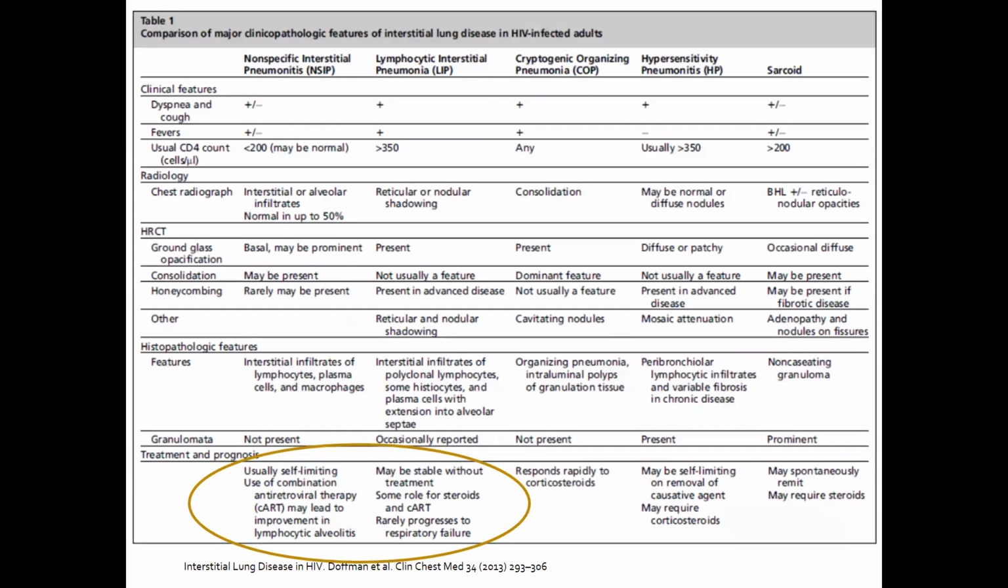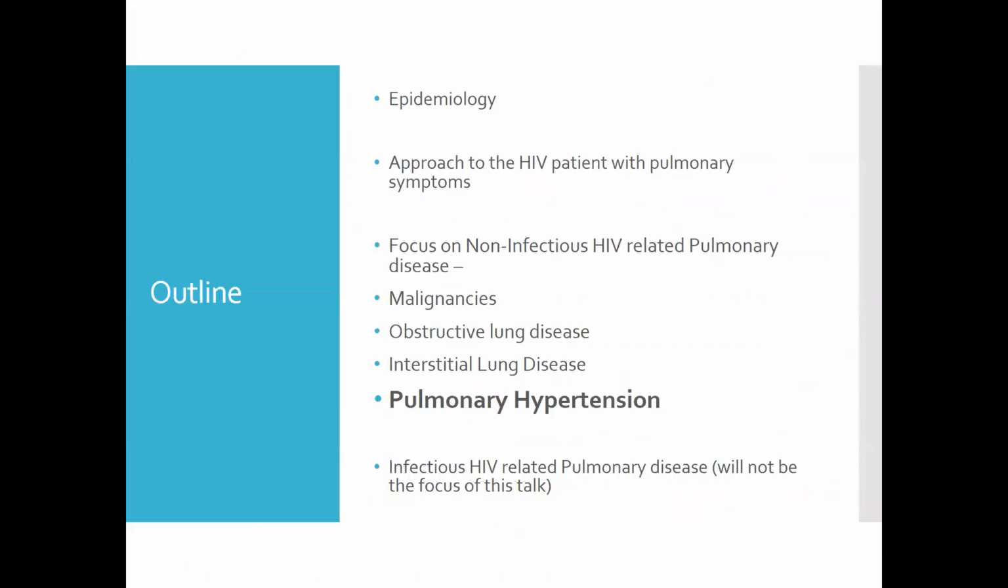In terms of management, again, focusing on NSIP and LIP. With NSIP, it's usually self-limiting, but there has been some benefit of using combination antiretroviral therapy that can help in some improvement of the lymphocytic alveolitis in these patients. With LIP, there may be some role of using steroids and antiretroviral therapy.